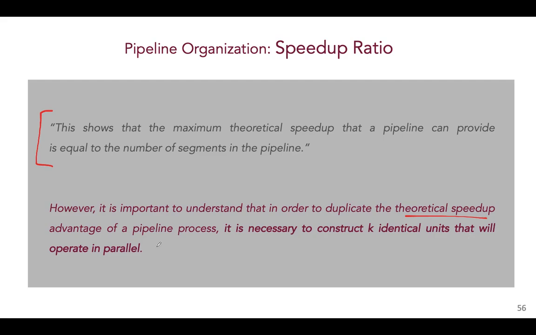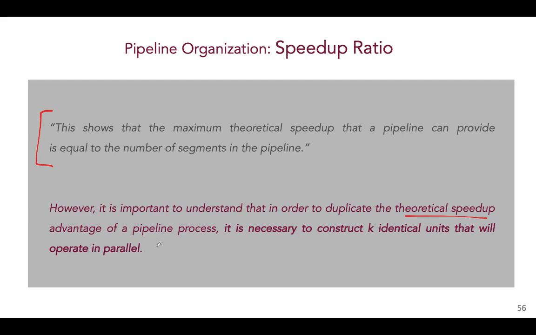So if you want S equal to k, then all your segments in the pipeline have to be exactly identical. Their processing times have to be identical. Their delays have to be identical. Their error rates have to be identical. Their rates of failure have to be identical. If one is working, each other segment is working exactly like it.